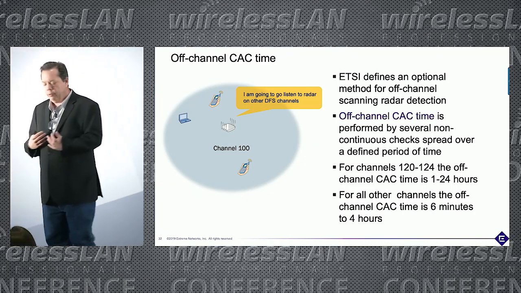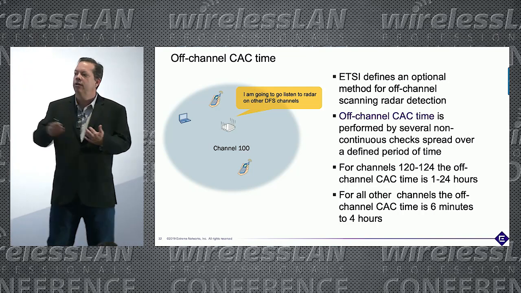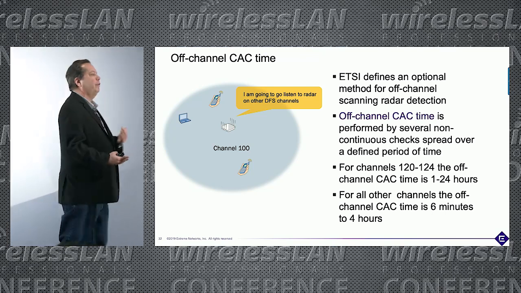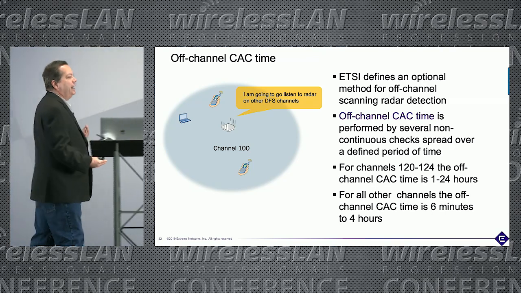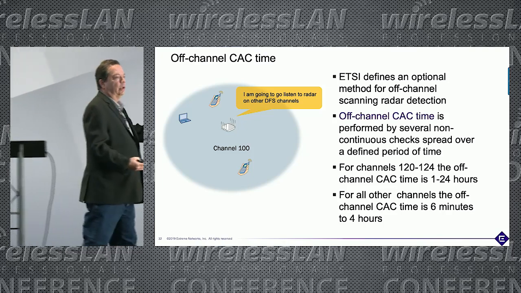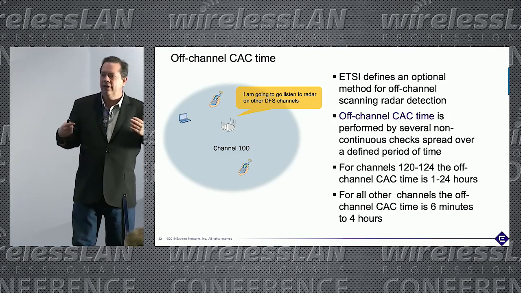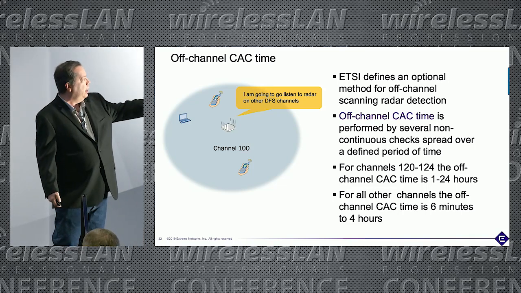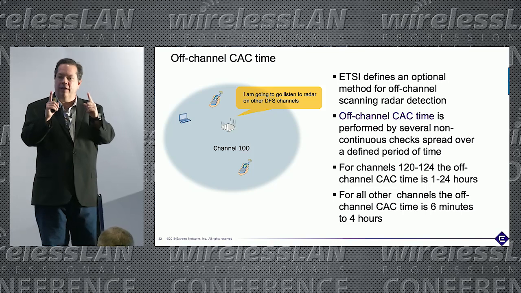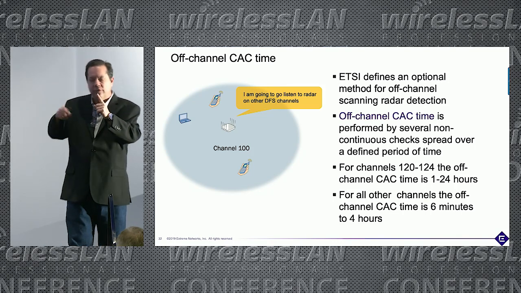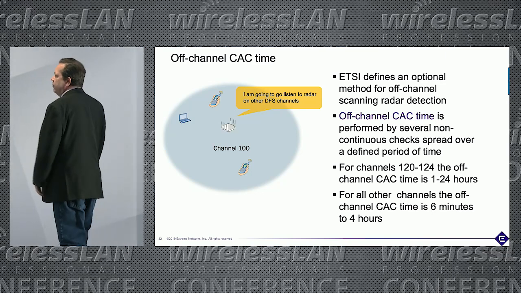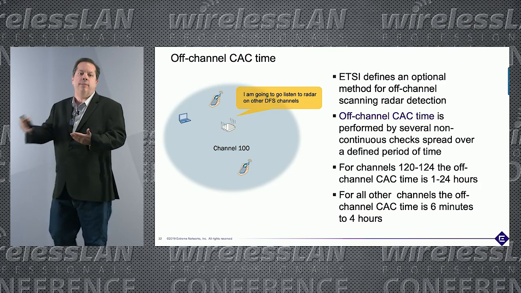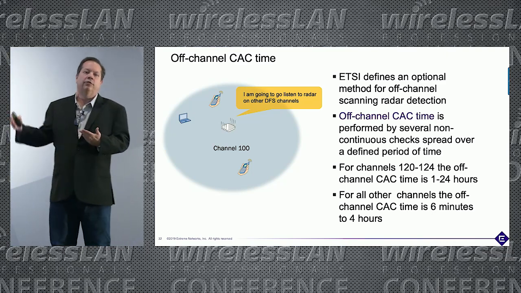But basically, maybe I'm on channel 100 and I might need to do a future jump to another DFS channel. If I want to do that, I need to know that it is clear of radar as well. So I'll have to listen for a full 60 seconds, but it'll be cumulative. You can see there are different time frames for most channels. You could do an evaluation anywhere between 6 and 4 hours to get that cumulative 60 minutes of evaluation. And it's a little bit different for the TDWR channels. But this would allow APs to jump from one DFS channel to another as long as they know that it's clear.